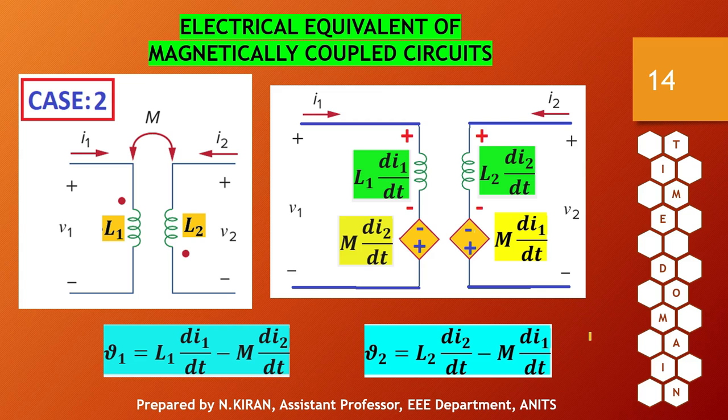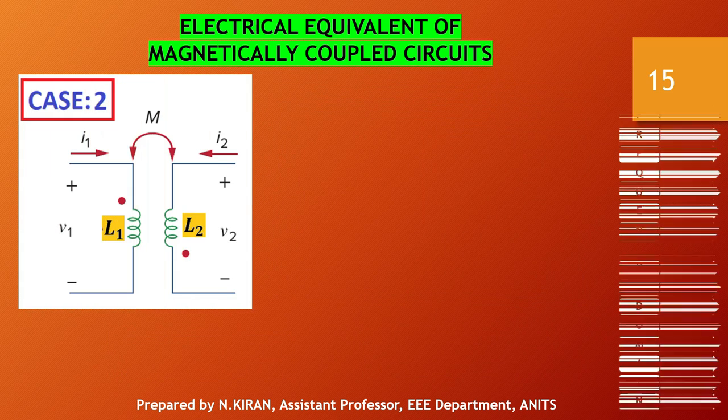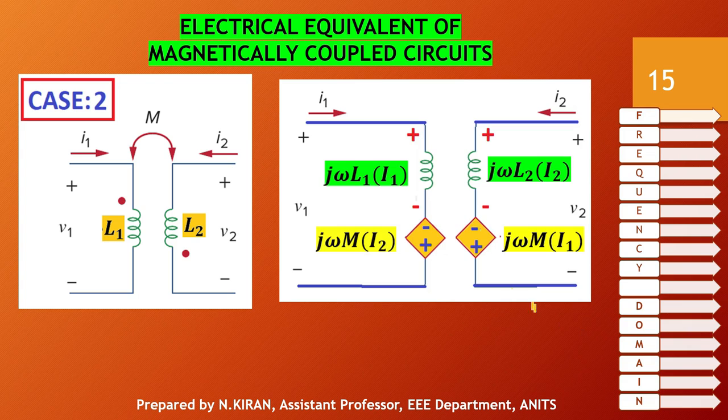The same case in frequency domain will give me the following. Here the polarities will remain the same, only the expressions will change. Self-induced EMF will be in the form of j omega L into I, and mutually induced EMF in frequency domain will be in the form of j omega M into I. Since self-induced EMF is due to the same current, here I will get I1 and here I will get I2. The mutually induced EMF is due to the neighboring coil, that is why here the current will be I2 and here the current will be I1.